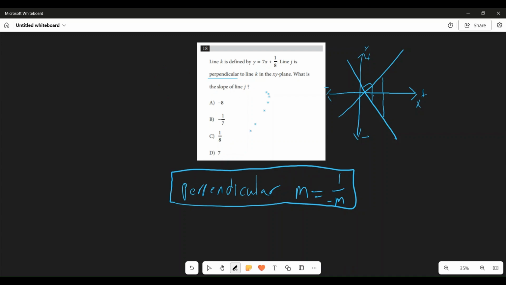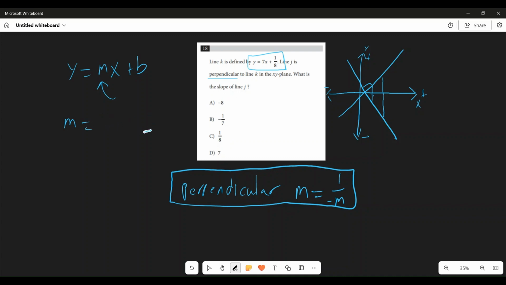So first, now that we know the relationship between the slopes of perpendicular lines, we need to find the slope of this line. Notice this line is in a special form, called slope-intercept form, which is y equals mx plus b, where b is our y-intercept, and m right here is our slope. So we know that the slope is always attached to the x term. So our slope of line J will be 7, right?